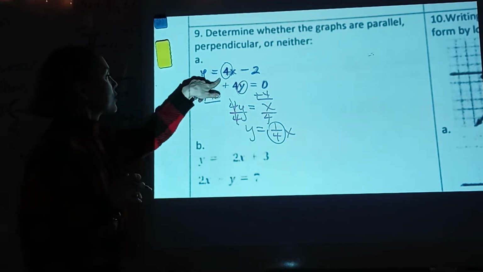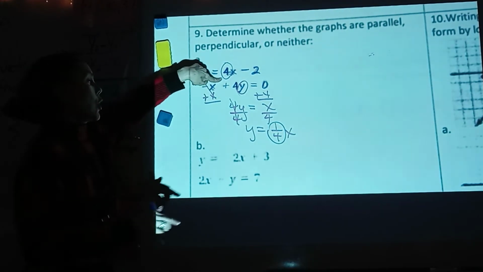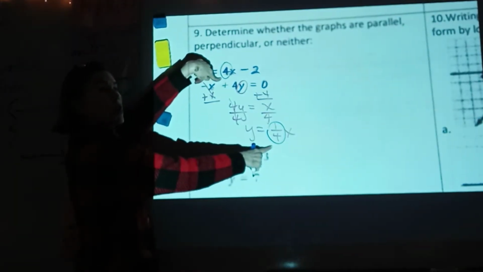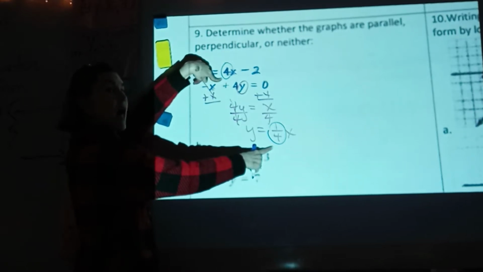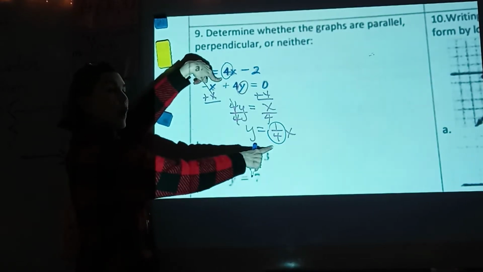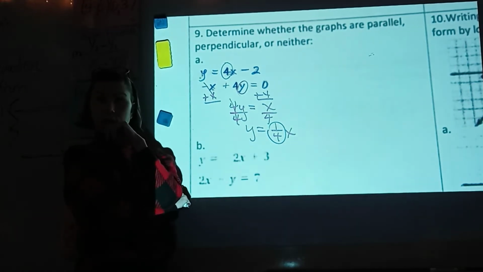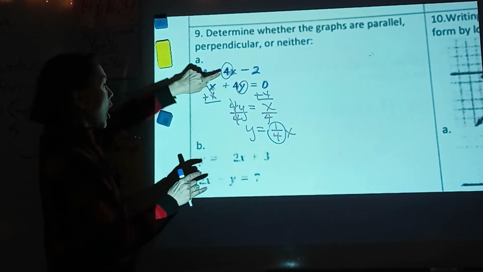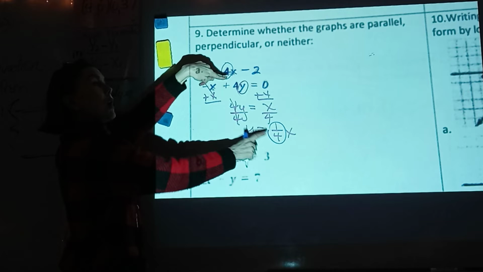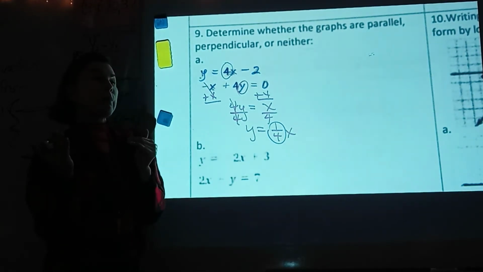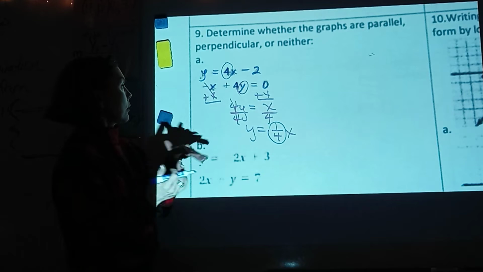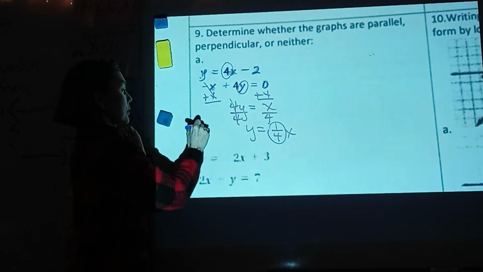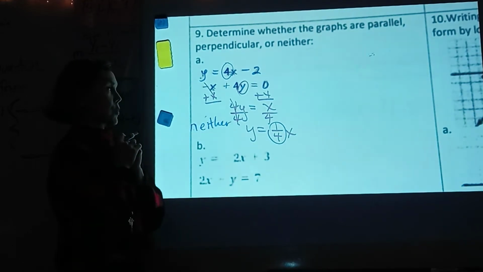So, what's the slope of the first equation? A positive 4. What's the slope of the second equation? A positive 1/4. So, looking at these two slopes, are these lines parallel, perpendicular, or neither? Nope. Parallel lines have the same slope. Are these the same slope? No. Perpendicular is opposite reciprocal, meaning change the sign and flip it. This is a positive, this is a positive. So since they're both positive, guess what? They're neither. Your answer is neither for the first one.